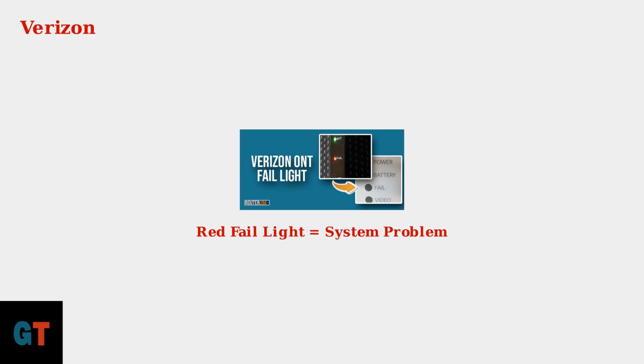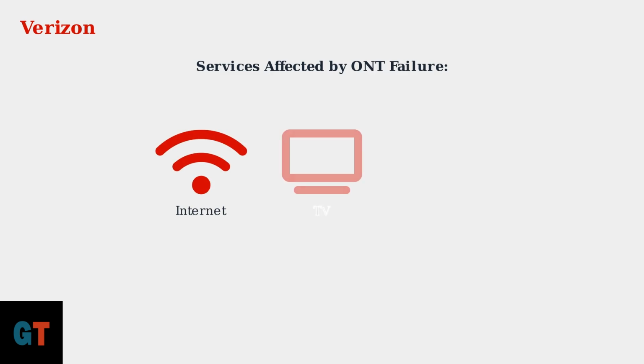The ONT has several status lights that tell you about different aspects of your service. The most important one to understand is the fail light, which appears red when there's a system problem. When the fail light turns red, it means your ONT has detected a system failure. This disrupts all your Verizon services. Your internet, TV, and phone will stop working.